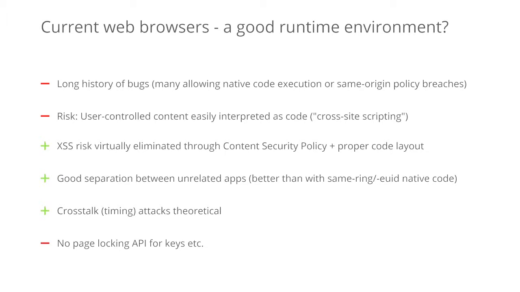And JavaScript also provides a better separation between unrelated apps, unless the browser is buggy, than native code if you don't run it in virtual machines or in different user accounts. The crosstalk and timing attacks on applications running in parallel are more of a theoretical issue, so I have not seen any working exploits for that. And the more advanced APIs that are interesting for crypto are missing from JavaScript. That's a bit of a disadvantage.